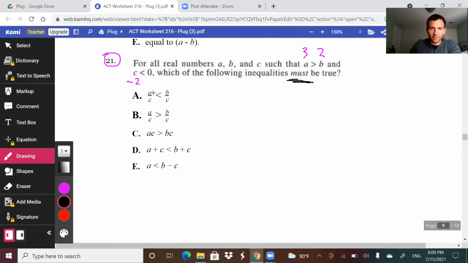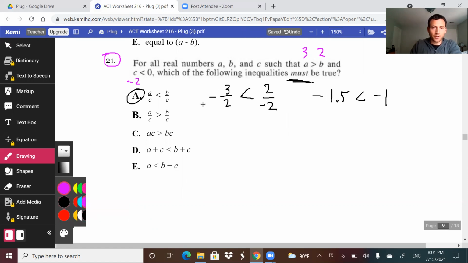So we have that 3 over negative 2 is less than 2 over negative 2. And that's absolutely true. Negative 1/2 is less than negative 1. So our answer should be A, but let's quickly run through these other ones. So this one's just opposite.